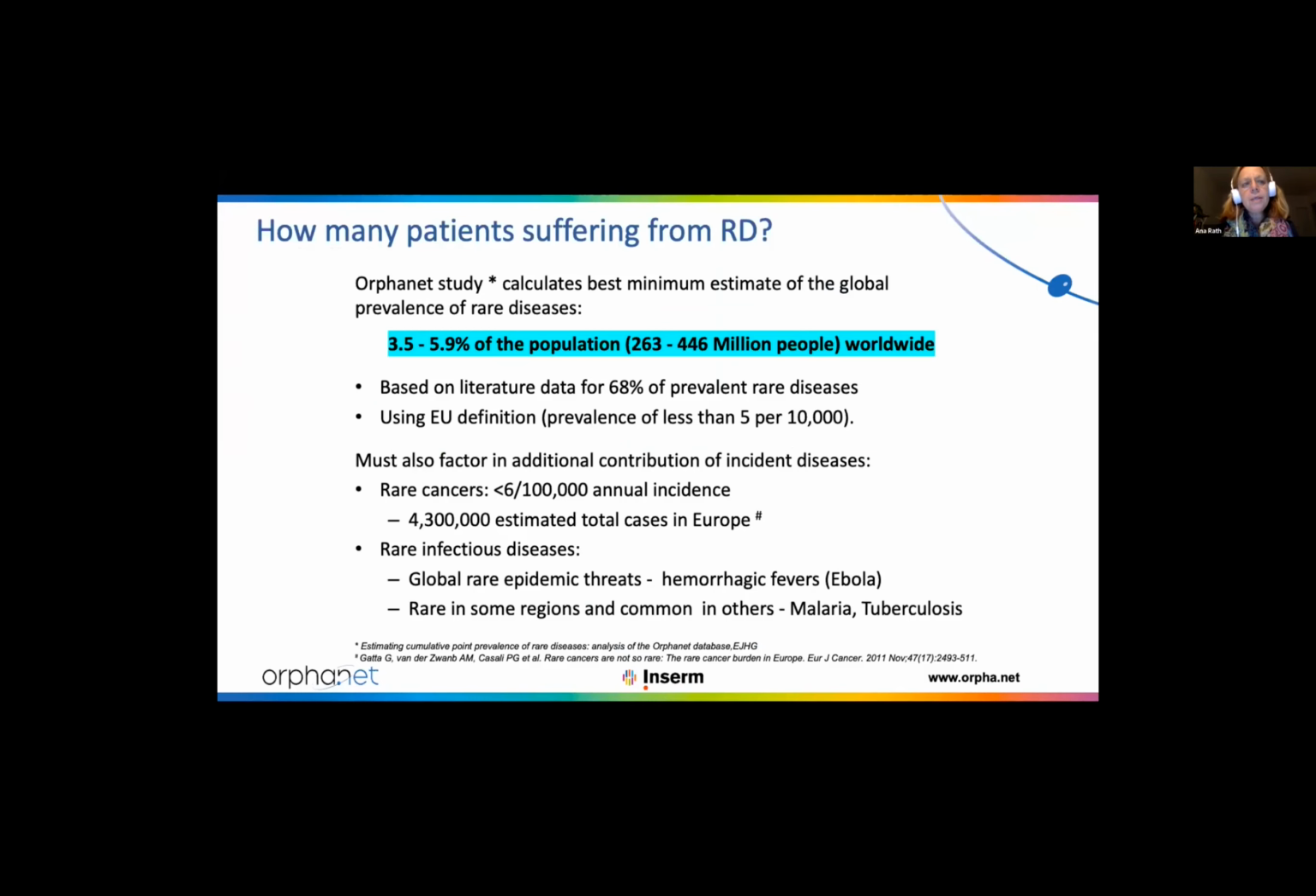And to answer the question of how many patients suffering from a rare disease there are over the world, in that study, based on the Orphanet database and on epidemiological data from the literature, we calculated what we consider the best minimum estimate of the global prevalence, that is between 3.5 and 6 percent of the population, so up to more than 400 million people worldwide.